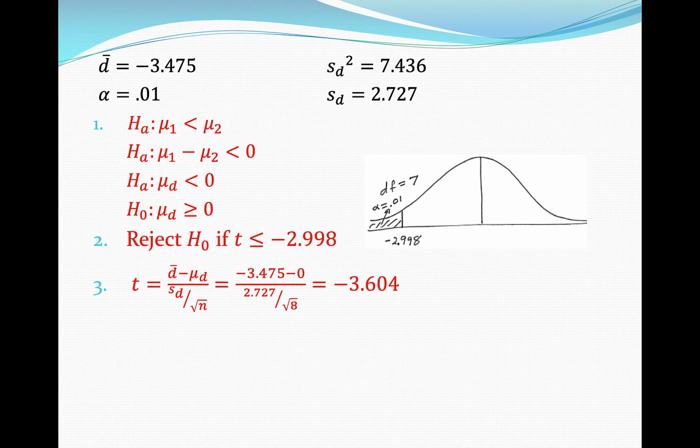We're comparing mu sub d to 0. We're trying to show that it's less than 0. And basically we're assuming that it's equal to 0, just like before, what we did in a single sample.